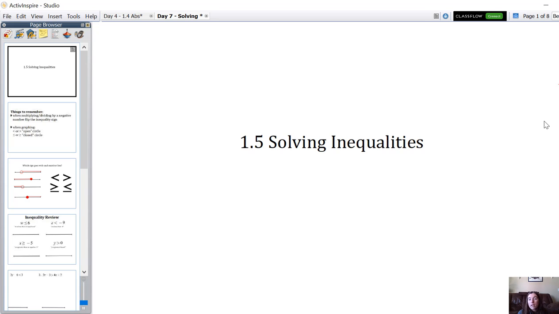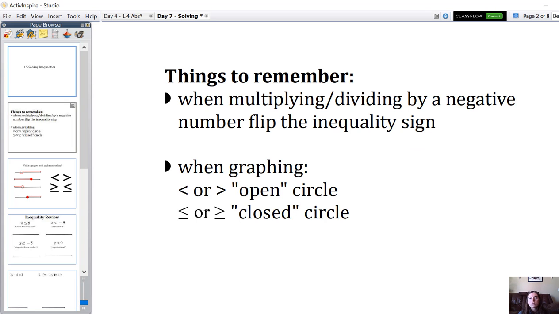Let's talk about solving inequalities. First, we're going to go over some basics of inequalities, but here are some things to remember as we are solving these inequalities. If you are multiplying or dividing by a negative number, that's going to switch the sign of your inequality. What that means is if you started off with something being greater than something else, and we divide by a negative number or multiply by a negative number, that's going to change it to now be less than that thing.